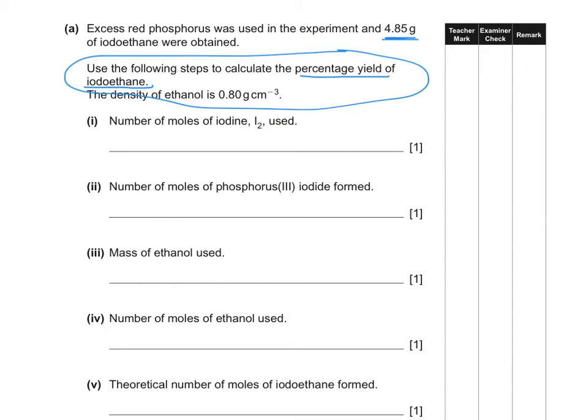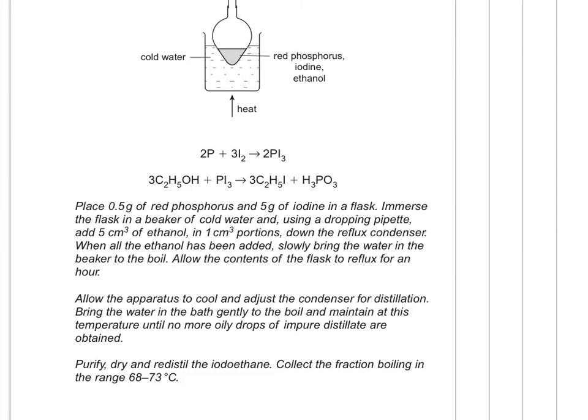So part 1 asks us to calculate the number of moles of iodine used, and we need to use our first equation for that. So if we go back to the previous page, we can see that we used 5 grams of iodine. And I'm going to do this on a separate page underneath the first equation. But you don't really need the equation for this step, but I'm just going to do it all underneath the one equation.